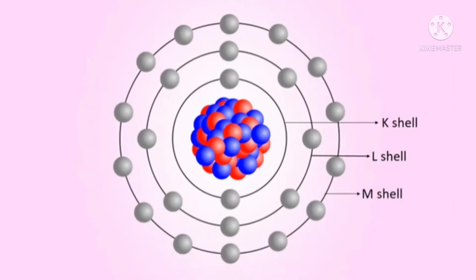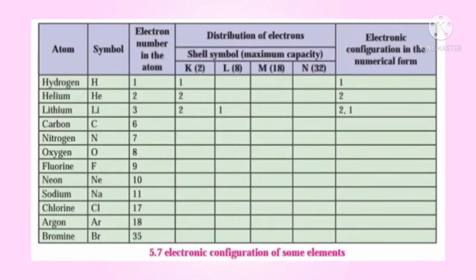We can find out the maximum capacity of electrons by using the same formula. Suppose we have to find out how many electrons are there in the fourth shell, n is equal to 4. So 4 square is 16. 16 into 2 is 32. So we can say that the fourth shell has maximum capacity of 32 electrons. So in this way we can calculate the maximum holding capacity of electrons of each shell. You have to draw this diagram.